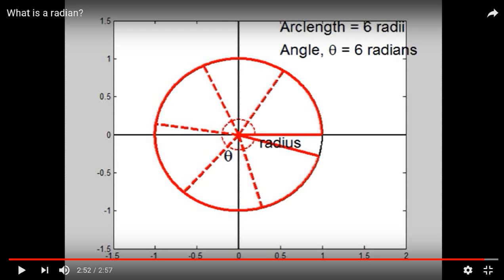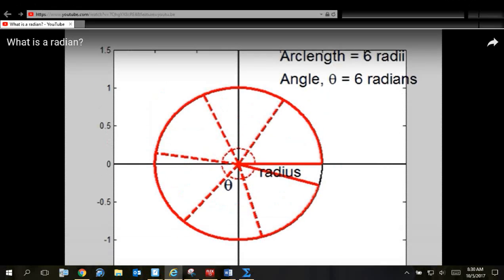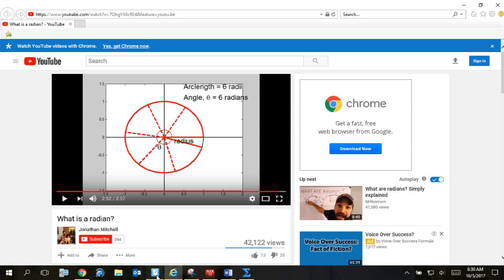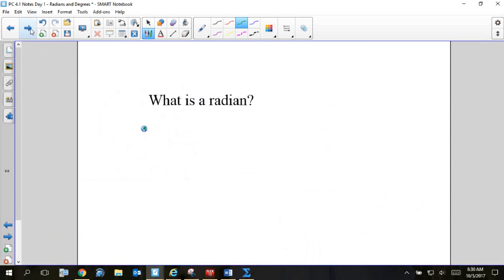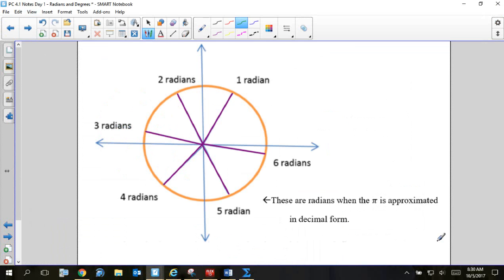Good? So you guys on your paper have this picture drawn for you. If you are asked questions like, what quadrant is 4 radians in? You might want to look at this picture. What quadrant is 4 radians in? Third. Could I figure that out maybe without having the picture?